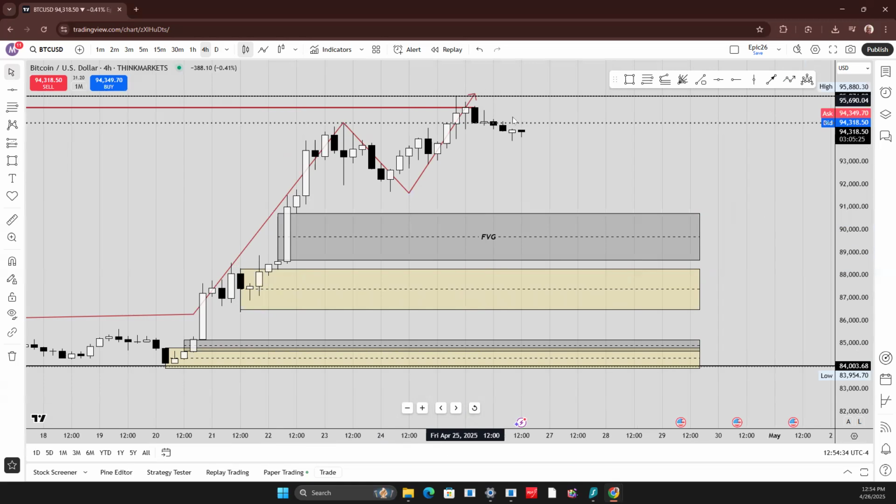So I'm looking for the market to come down to touch either one of these areas. What I'm looking for, when it does touch these areas, is a bullish engulfing candle. I'm looking for any reversal candle that's going to tell me that the trend is going to continue going higher.